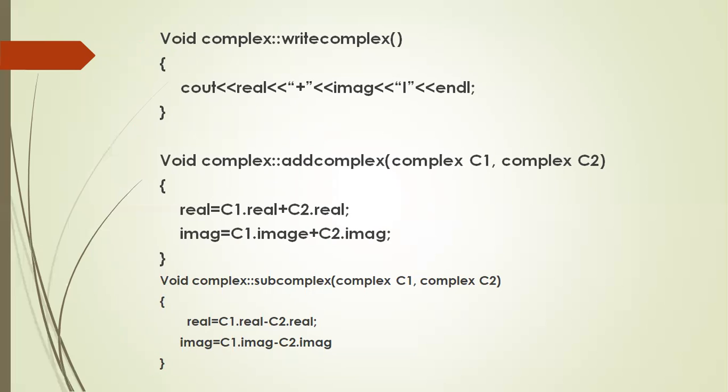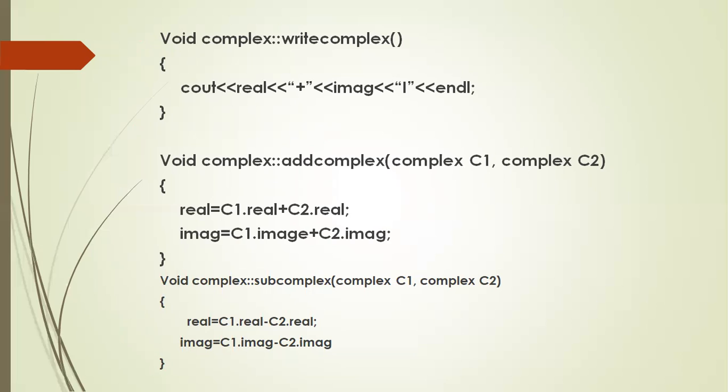So in this function, wherever I use the word simply real, that will be taken for the object through which the function addcomplex is called. Since you are calling the add function with C3, C3.addcomplex(C1, C2), wherever you write real and image, that will by default be taken for C3 only.